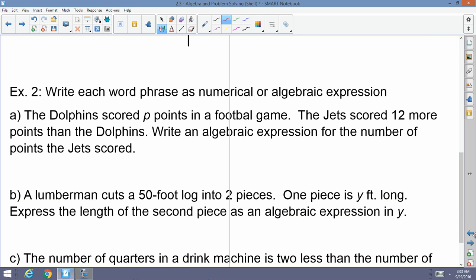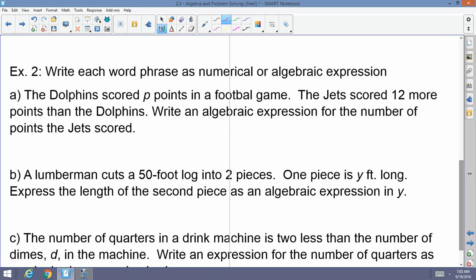Okay, now let's get a little bit more descriptive, a little bit more challenging. Write each word phrase as numerical or algebraic expression. Okay, the Dolphins scored P points in a football game. The Jets scored 12 more points than the Dolphins. Write an algebraic expression for the number of points the Jets scored.